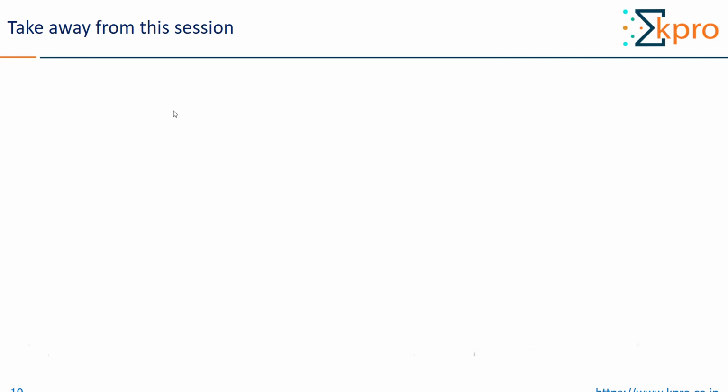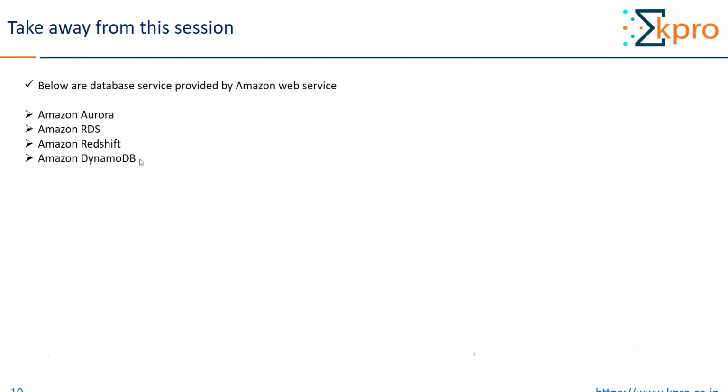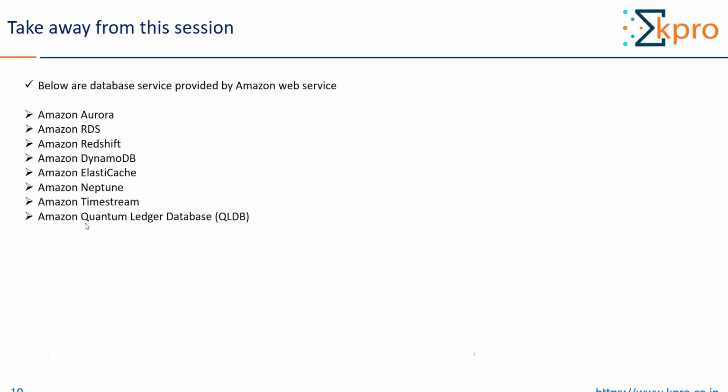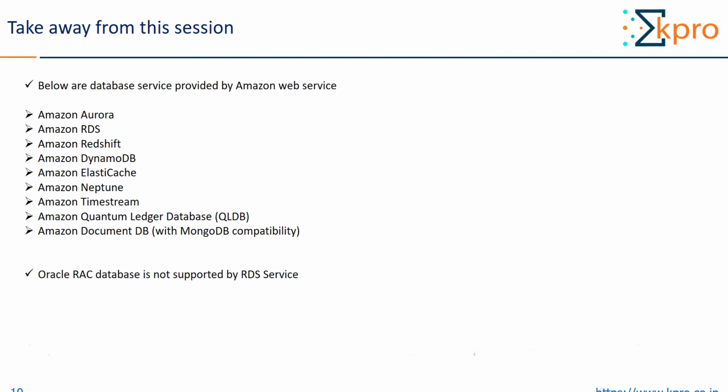So what is the takeaway from the session? Below are the database services provided by Amazon Web Services: Amazon Aurora, RDS, Redshift, Amazon DynamoDB, ElastiCache, Neptune, Timestream, Amazon Quantum Ledger Database, Amazon DocumentDB, and Oracle RAC. Just an important point: in RDS, the most famous RDBMS is Oracle RAC, but the Oracle RAC database isn't supported by the RDS service. We'll discuss in detail once we go through them one by one.